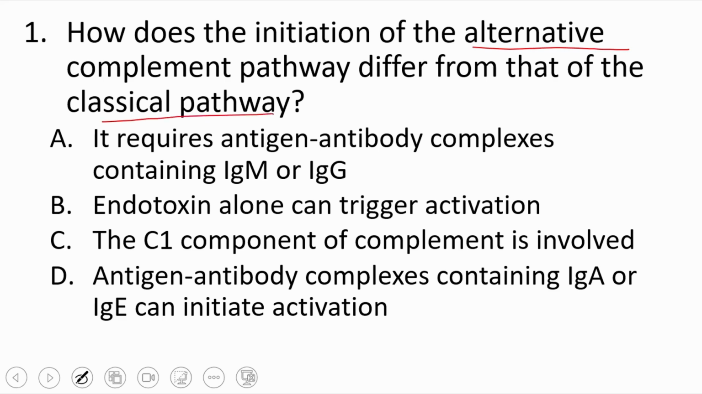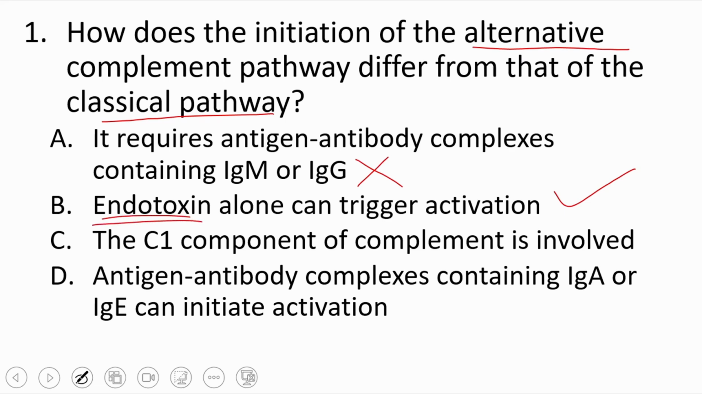It requires antigen antibody complex containing immunoglobulin M and immunoglobulin G? No. This is the feature of the classical pathway. Endotoxin alone can trigger the reaction or activation. Yes, it can activate because the alternative pathway is not dependent on antigen antibody complex, but it can be triggered by binding of some complement fragments with antigens directly, including endotoxin. Endotoxin is one good example.